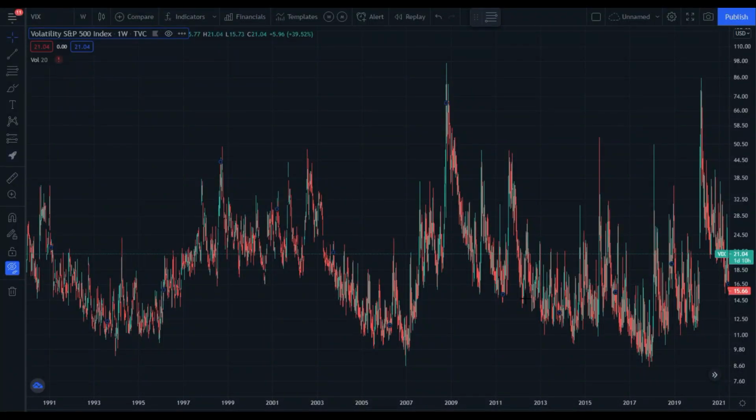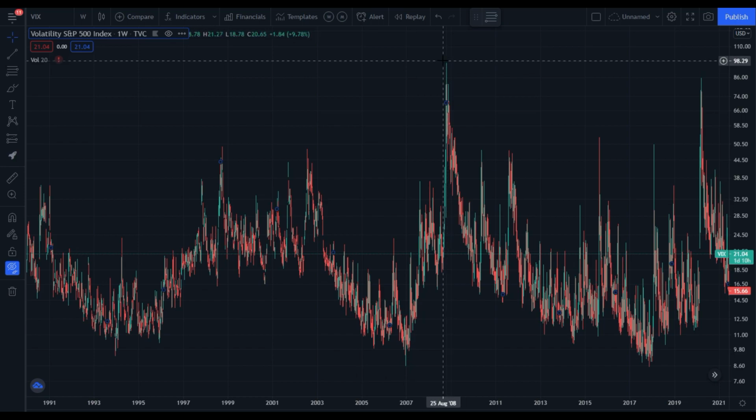Most hedge fund managers are using this index to hedge their positions against potential short-term market volatility. Here's how you read the volatility index chart. The lower the number, the lower the volatility. And the higher the number, the higher the volatility.